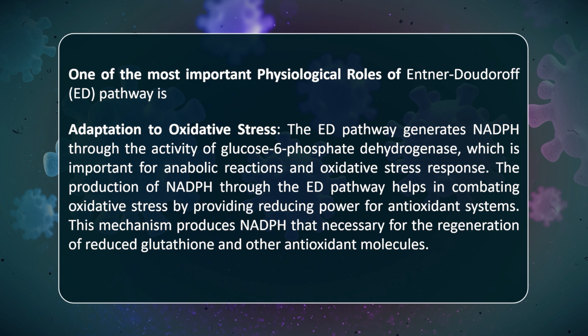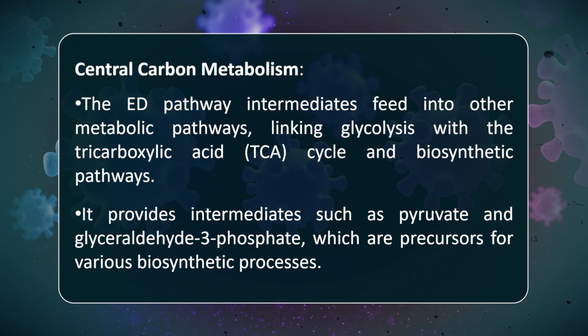This mechanism produces NADPH that is necessary for the regeneration of reduced glutathione and other antioxidant molecules. Then, central carbon metabolism. The ED pathway intermediates feed into other metabolic pathways, linking glycolysis, the TCA cycle and other biosynthetic pathways. It also provides intermediates such as pyruvate and glyceraldehyde 3 phosphate, which are precursors of various biosynthetic pathways.